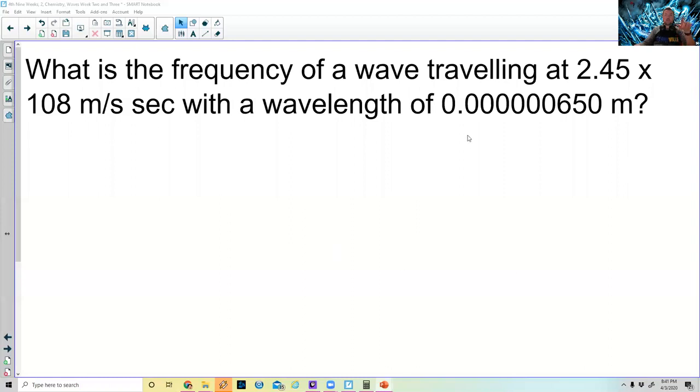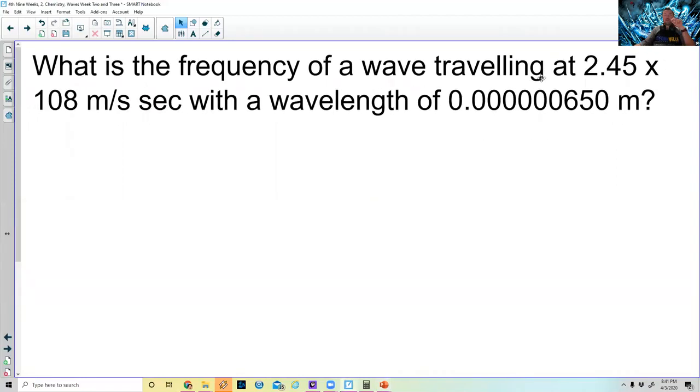So I have a problem. The problem that I gave you: you have a wave with an unknown frequency. So in my equation, I have speed is equal to the wavelength times the frequency. Well, I don't know that. I'm going to try and figure it out, though. I do know the speed.